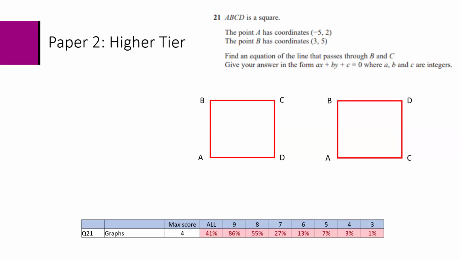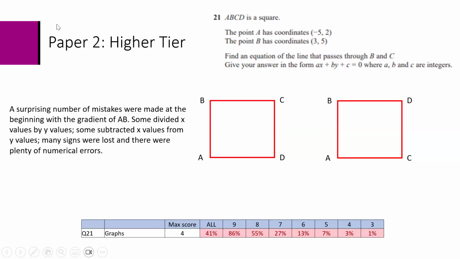There is something more fundamental in here, and I'm going to digress on some evidence from another paper in a second. A surprising number of mistakes were made at the beginning with the gradient of AB. Some divided X by Y values, some subtracted X values from Y values, many signs were lost, and there were plenty of numerical errors. Now then, the examiners are asking me to stress that this year, certainly, equations of lines and specifically gradients were an interesting problem for higher tier students.